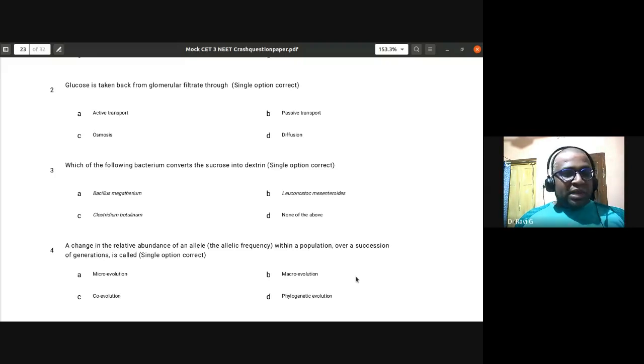So the fourth one: a change in the relative abundance of an allele, that is the allelic frequency change of an allele within a population over a succession of generations, is called as, is it microevolution, macroevolution, coevolution, or phylogenetic evolution? A change in the relative abundance of an allele within a population over a succession of generations is called microevolution. So fourth one, A is the answer.